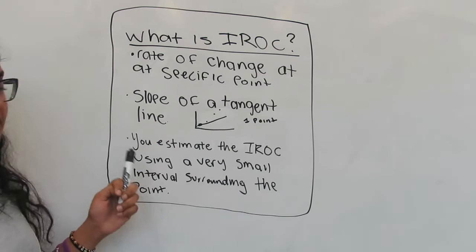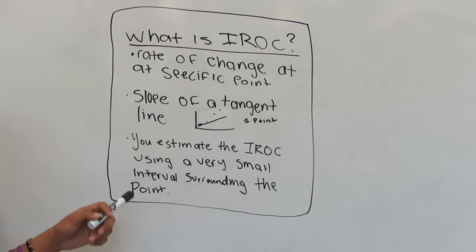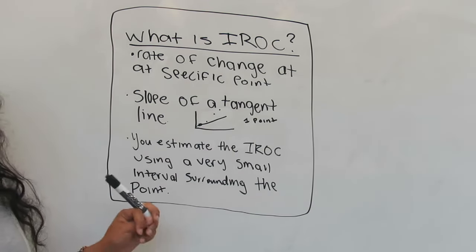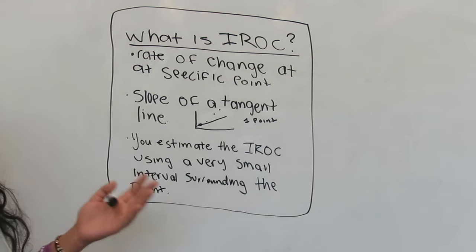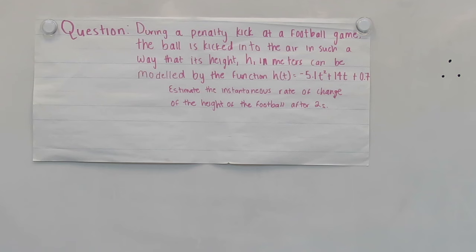So in IROC, you estimate the instantaneous rate of change using a very small interval surrounding the point, which means that if your point was 1, then you would do 1 and 1.001 as your two values.